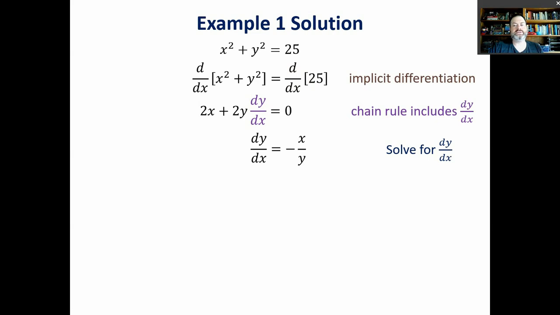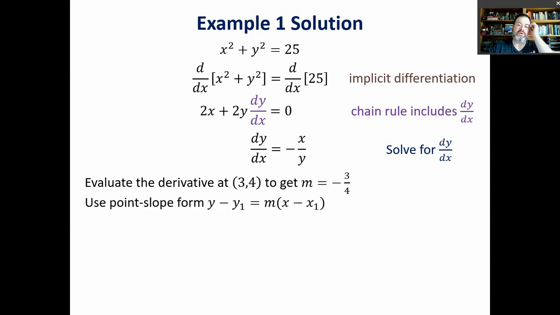Solve for dy/dx. So now we have the slope of every point around a circle. So the slope of the tangent line at every point around a circle is just negative x over y. Well, we have a point. Our point is 3, 4, so we plug it in. So the slope is negative 3/4.